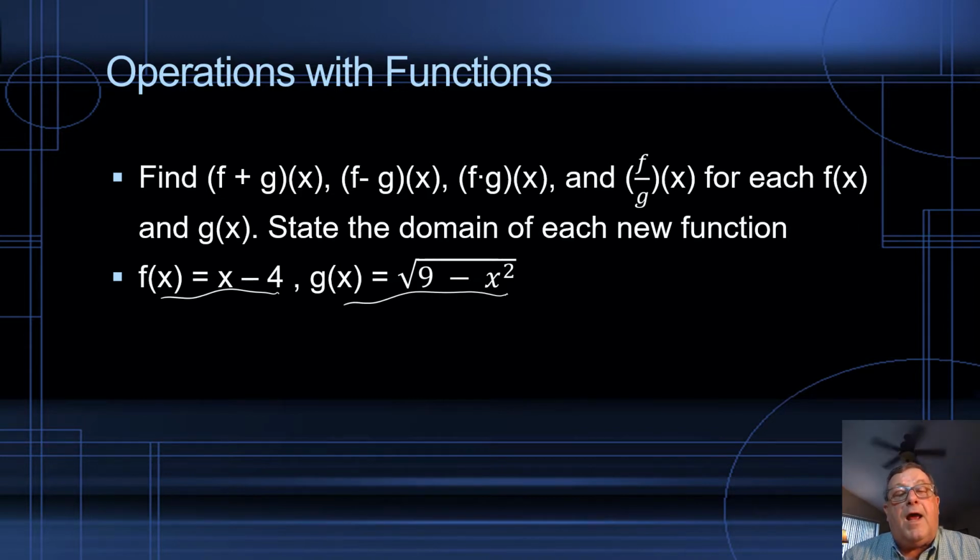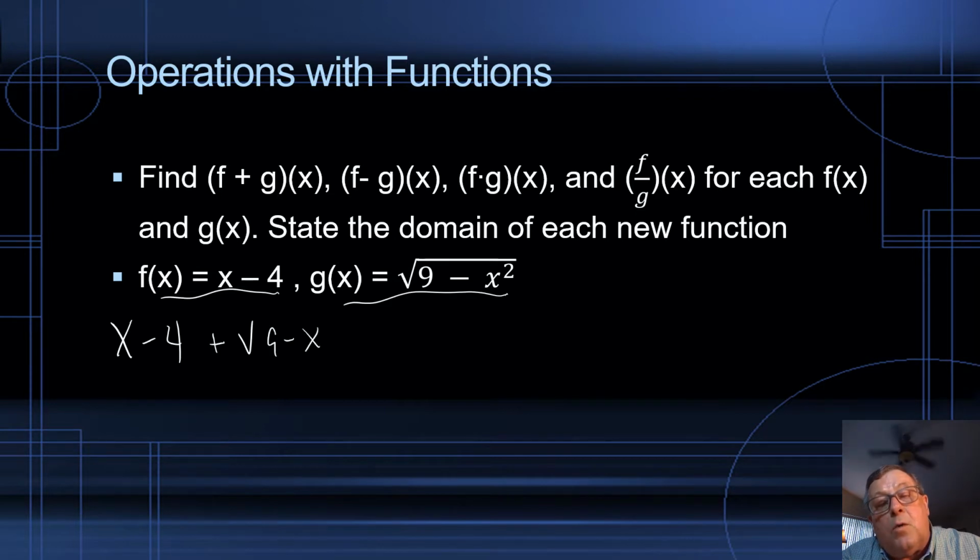But let's get started. We're just going to add these two together. So f of x is x minus 4, and we're going to add to that the square root of 9 minus x squared. Well, those are three different terms. x is a term, negative 4 is a term, square root of 9 minus x squared is a term. And Shazam, that actually is the answer when I add those two together. That wasn't too bad. However, let's think about what's the domain.